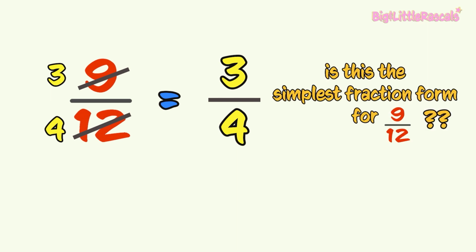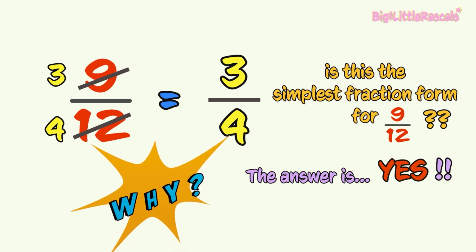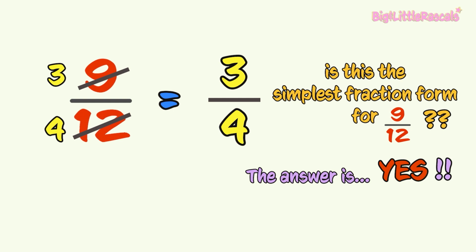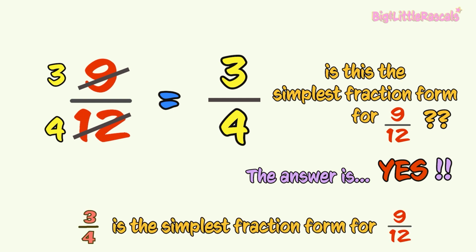But, is 3 out of 4, or 3/4, the simplest fraction that can be made for 9/12? The answer is yes! Why? Because you can't divide the top and bottom number any further without giving a whole number as the result. The bottom number 4 is not divisible by the top number 3, and both don't have any common factor anymore that can be used to divide them and give us an exact division. So, 3/4 is the simplest form for 9/12.